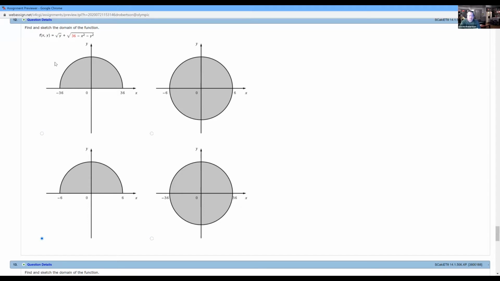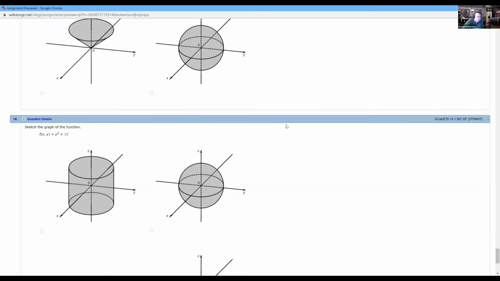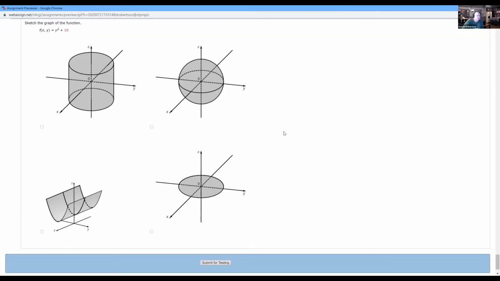Right? Well, if you look at the square root one, do you see that that's basically all the points on and inside a circle of radius 6? So that makes it this one. Now, you won't have any GeoGebra to help you here. You've got to figure that out on your own. I'll try this one.